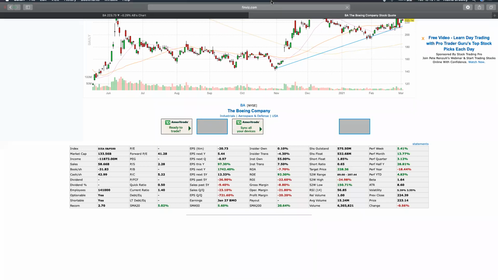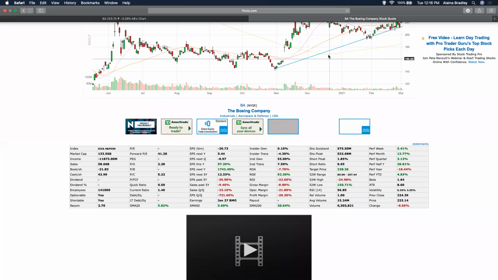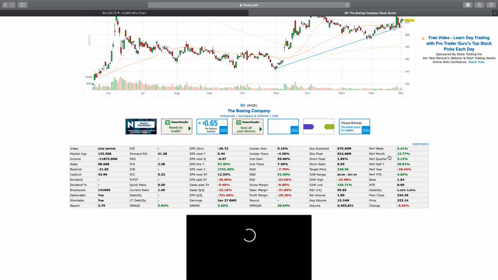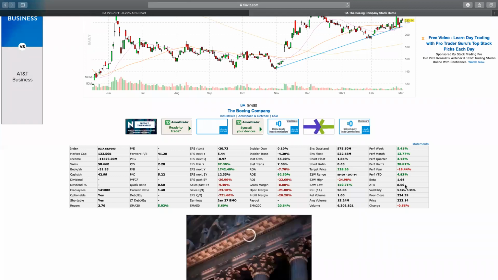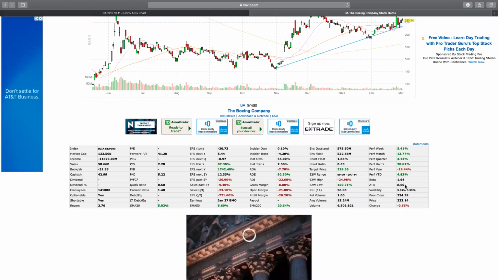So FinViz is actually a stock screener. You can go on here and find all kinds of cool stuff about different companies. It really tells you everything you want to know, but I come here to get the ATR too. Basically this is saying that on average, Boeing moves about 8 points a day in either direction. So when you're trading options, that's really important to know.